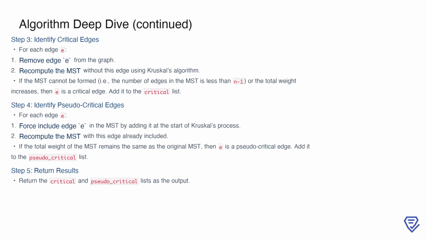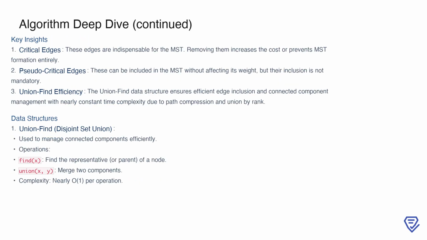If the resulting MST has the same weight as the original, the edge is pseudo-critical, and we add it to the pseudo-critical list. Finally, we return the critical and pseudo-critical lists as the solution to the problem. Understanding the characteristics of critical and pseudo-critical edges provides deeper insights into the problem.